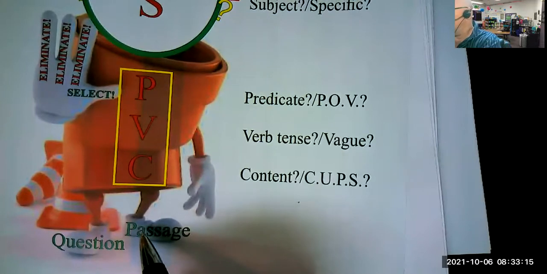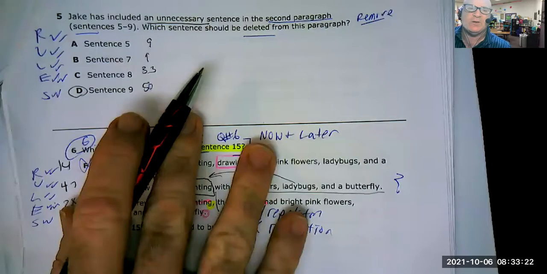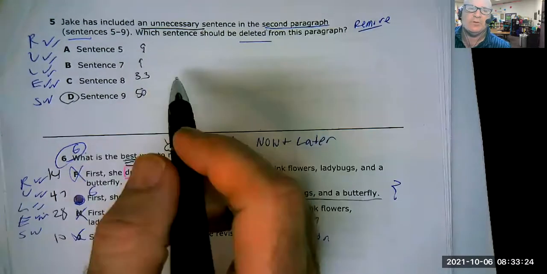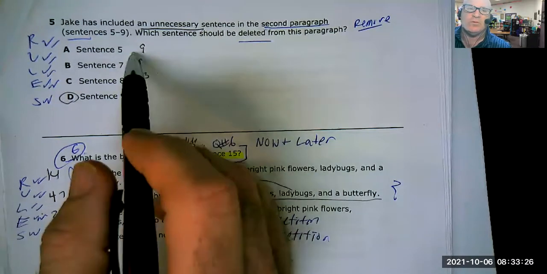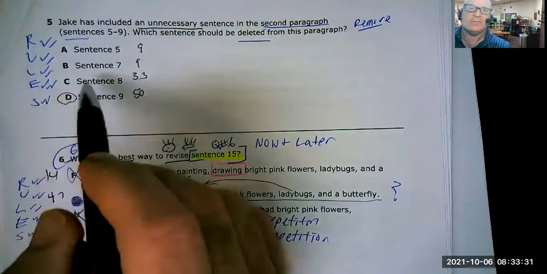So since our third most missed was on the same page, I'll go ahead and stay there for you. There's our rules. We read in both places, underline, label, eliminate, and select.